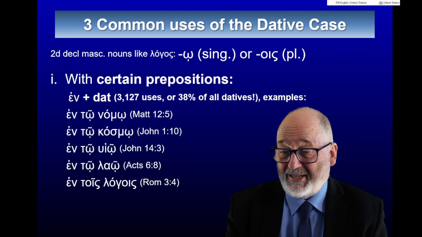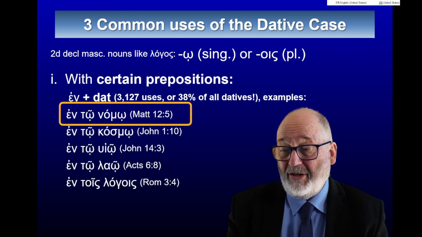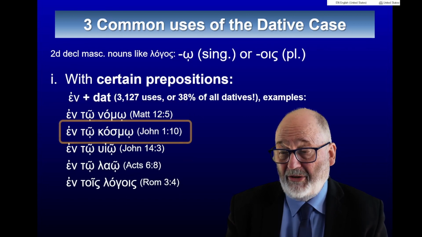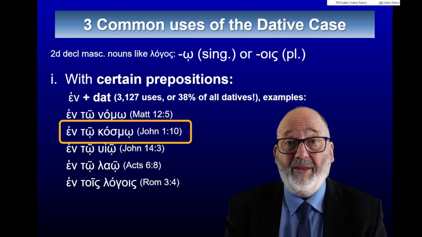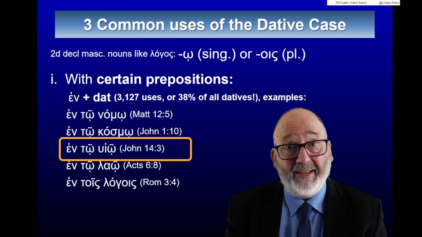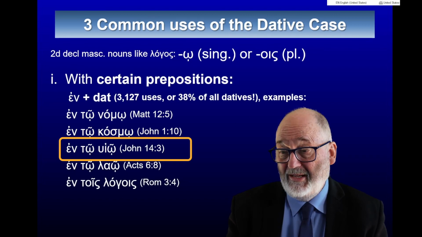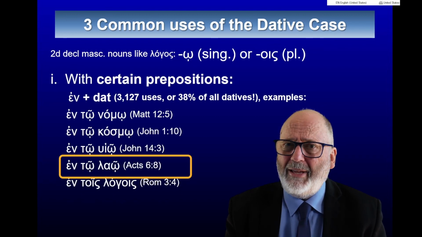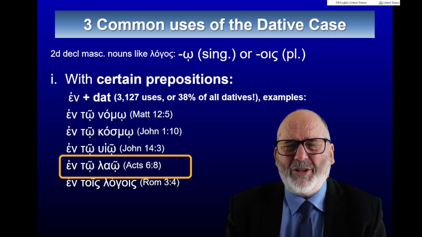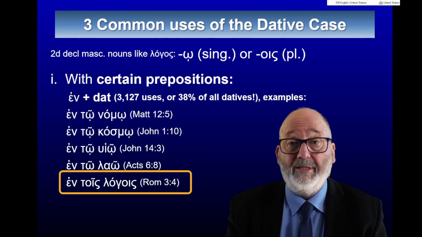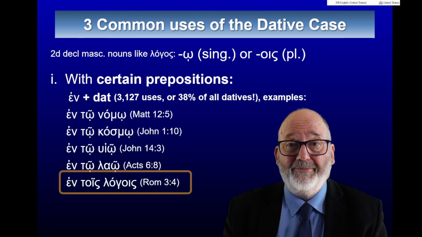Here are some examples just taken from the New Testament. En to nomo from Matthew 12, in the law. En to cosmoi, in the world or in the cosmos. En to huio, in the son, believe in the son. En to leo, well, you could say in the people, but you will find it translated most often as among the people. The English idiom isn't quite the same as the Greek idiom. And en tois logois, in the words.